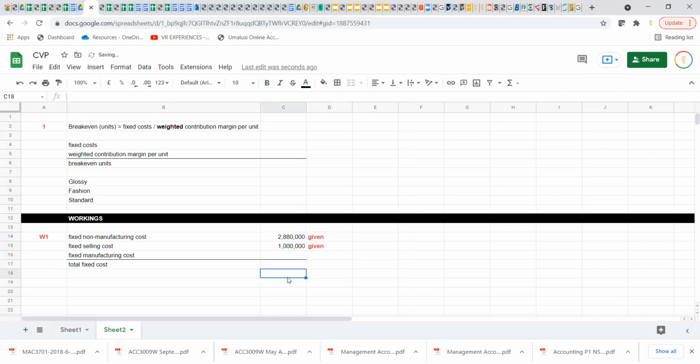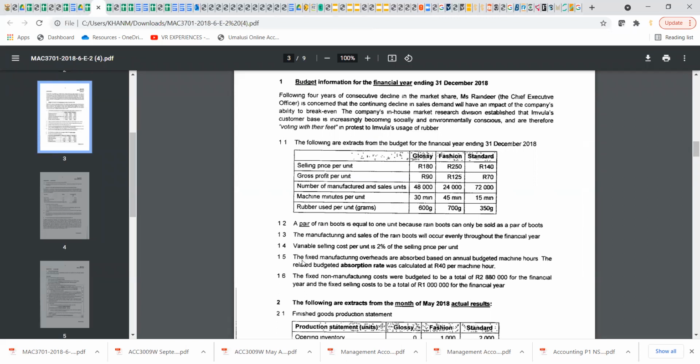Okay, now we have to work out fixed manufacturing costs. Under fixed manufacturing costs, they told us that the fixed manufacturing cost per machine hour is 40 Rand per machine hour. So we can use this information in order to get the total fixed cost. We know the 40 Rand per machine hour is the absorption rate, also known as the fixed overhead rate. Same thing. They're telling us how many machine hours or minutes there are per unit of each item. And here they're giving us a number of units, so we'll be able to work out the total costs.